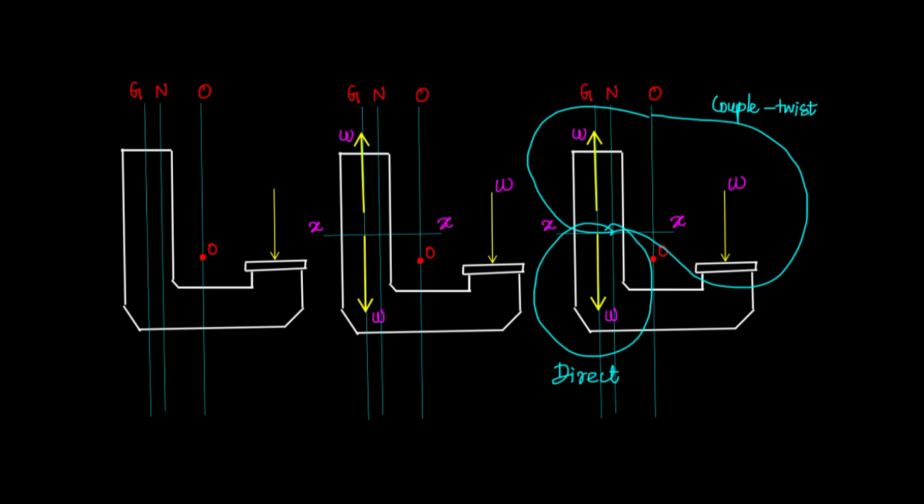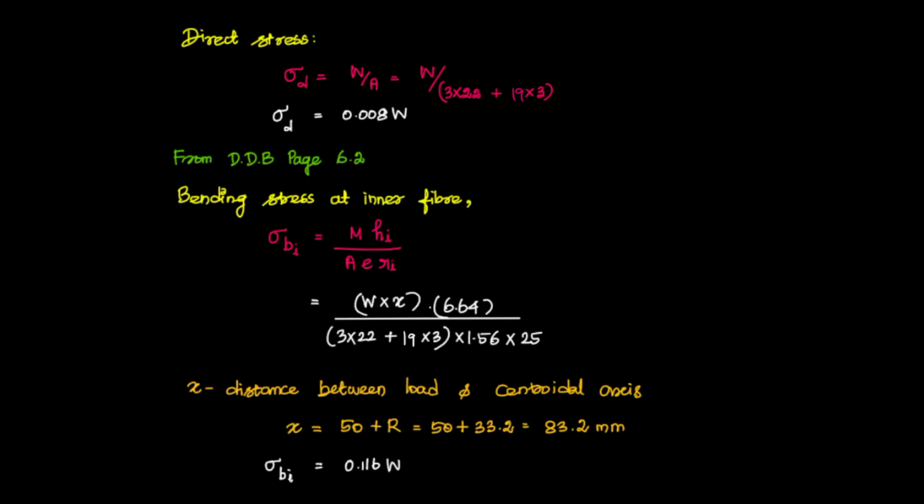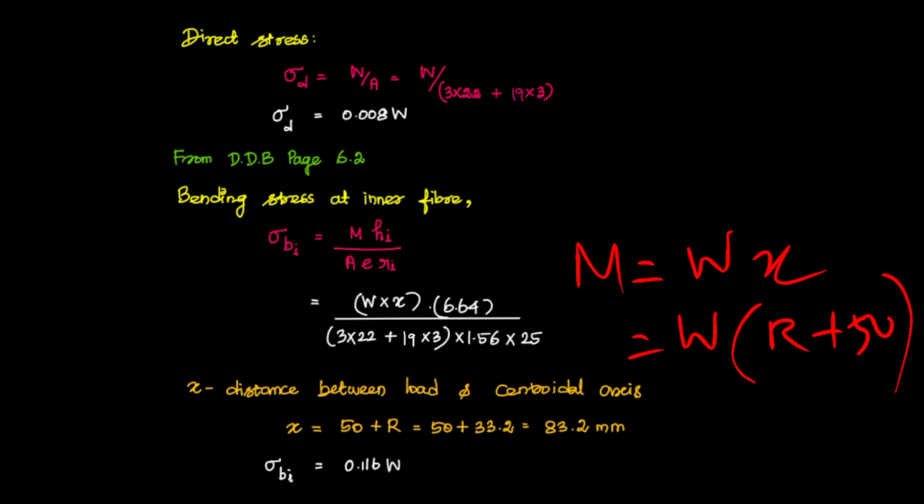Actually, the distance for the bending moment is the distance between the centroidal axis and the load acting point. The distance from the center of curvature to the load is already given, the value is 50, and the center of curvature to the centroidal axis is capital R. So x is equal to capital R plus 50. Okay, that's what we are going to calculate. So here the bending moment M is equal to W into x, and x is equal to R plus 50, R is equal to 33.2 plus 50, 83.2.